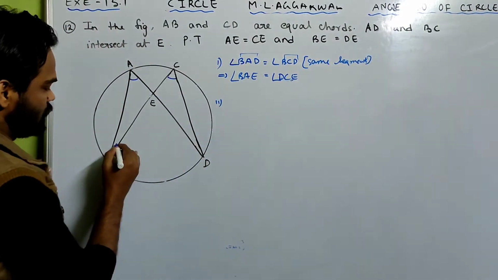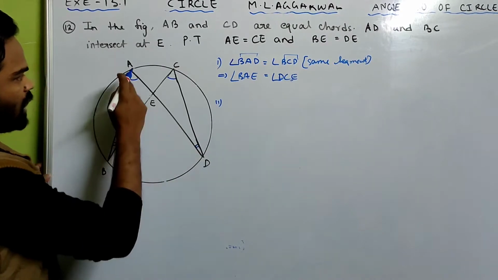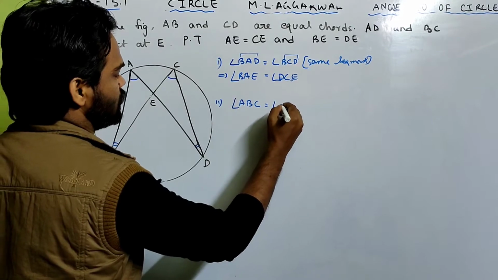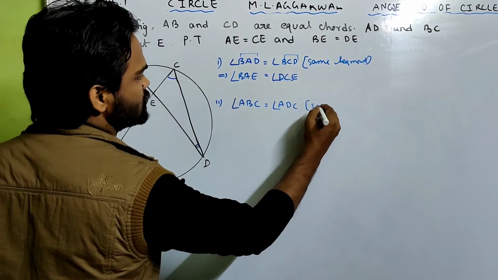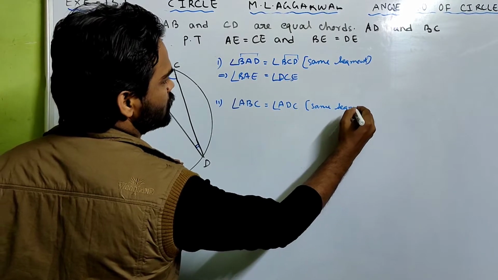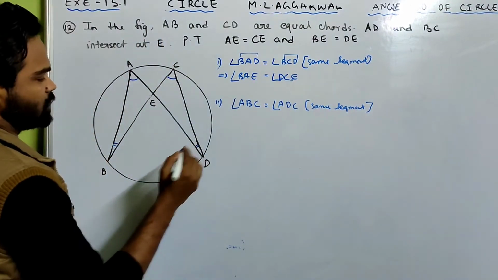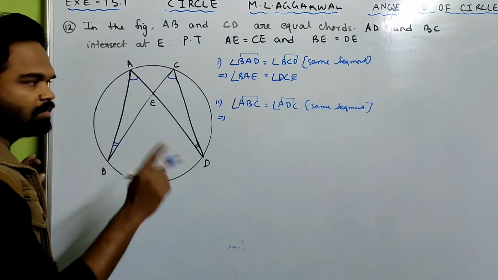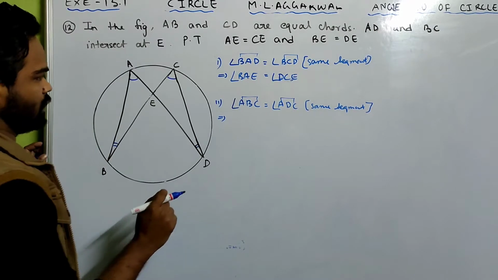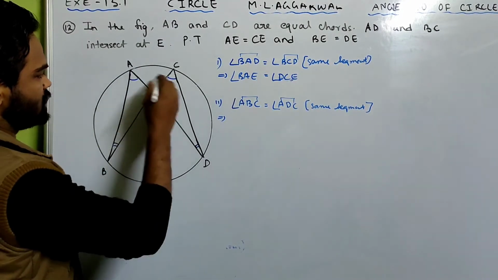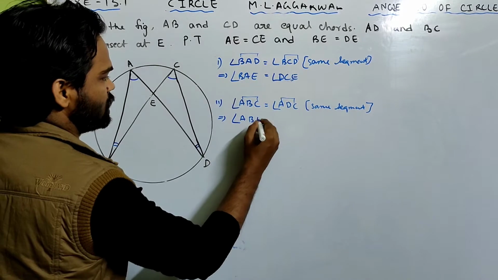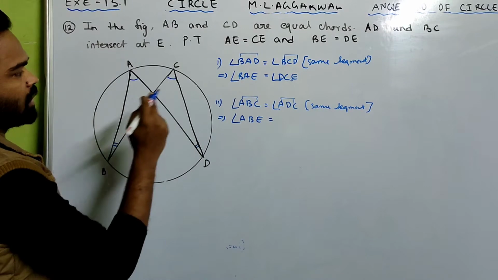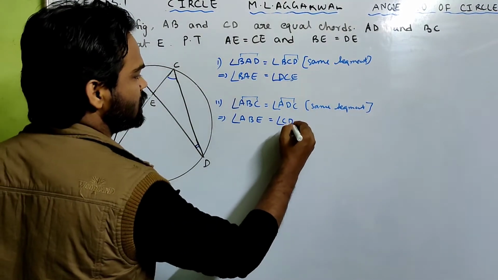Now look carefully. This angle and this angle, angle ABC is equal to ADC, same segment, which means because AC is the segment, angle ABC will be equal to ADC. Now angle ABC, can I write angle ABE? Yeah. And angle ADC, can I write CDE? Yeah, I can write CDE.